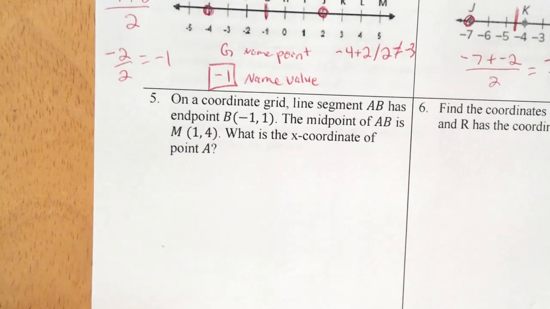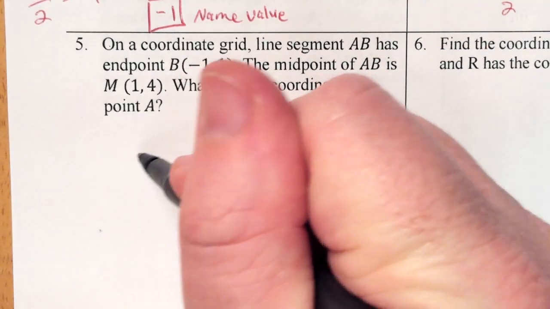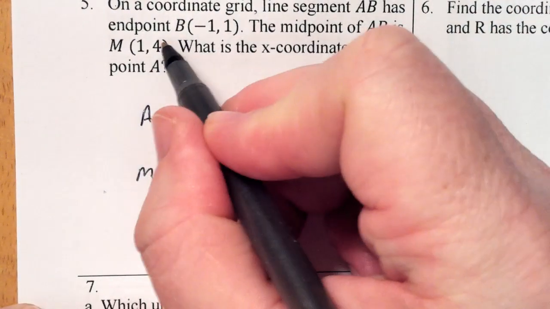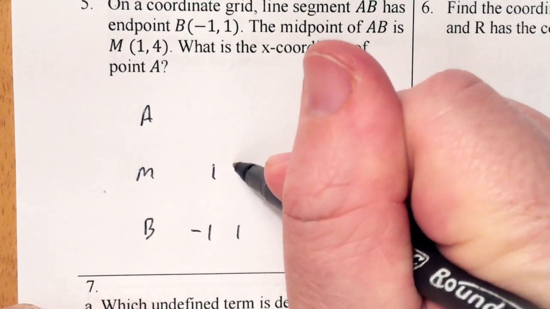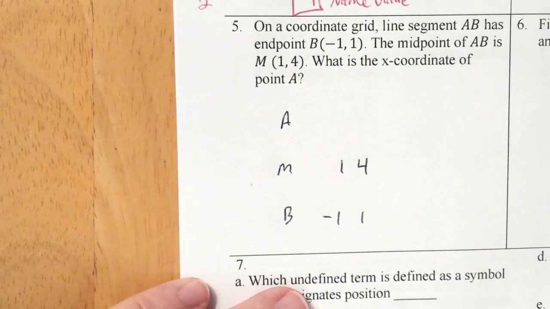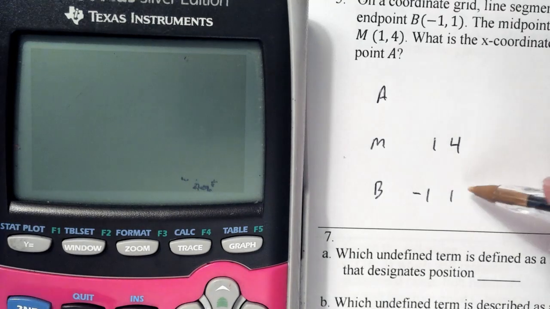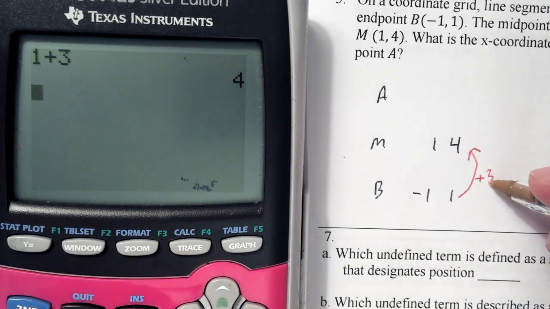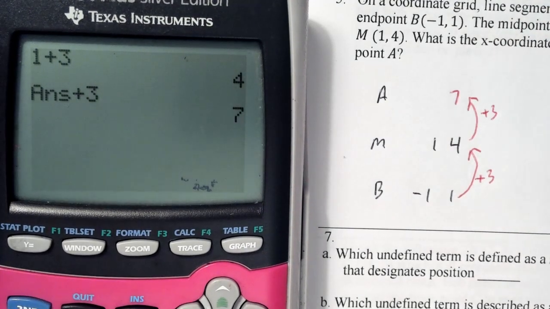Okay, so for number 5, they said M is the midpoint from A to B. So A and B, and M is the midpoint. All right, they gave us that B was -1, 1, and they said that M was 4, 1, 4. Zoom out a little bit so you can see my calculator. So we're trying to figure out how we get from 1 to 4. I think I added 3. Yay, I did. So I added 3, just do it again. So add 3 again, and I would land at 7.